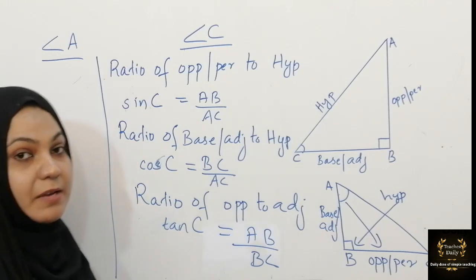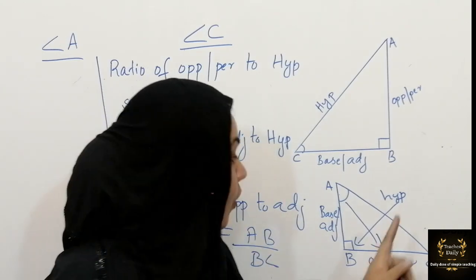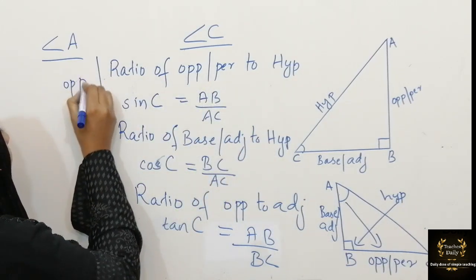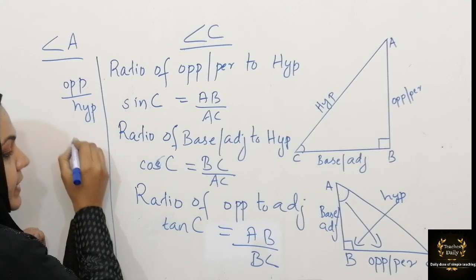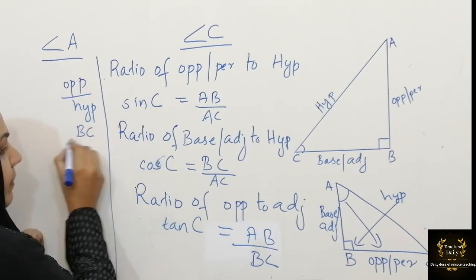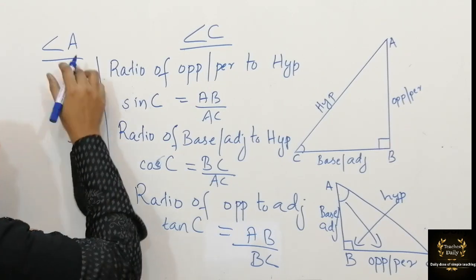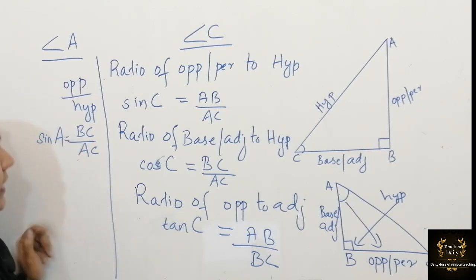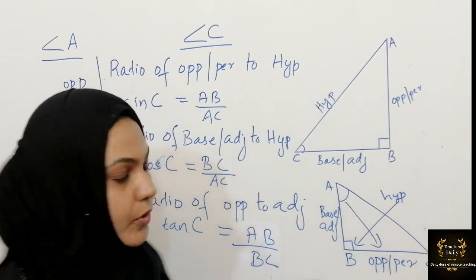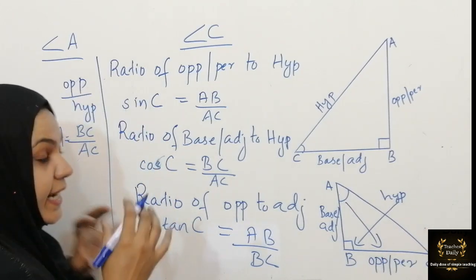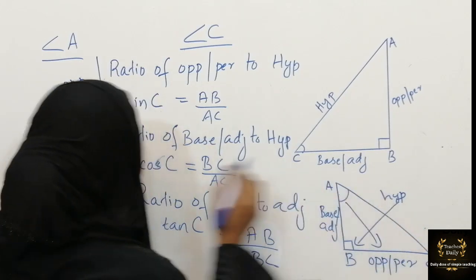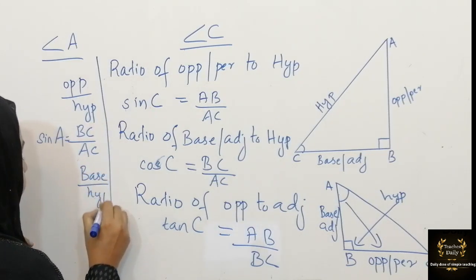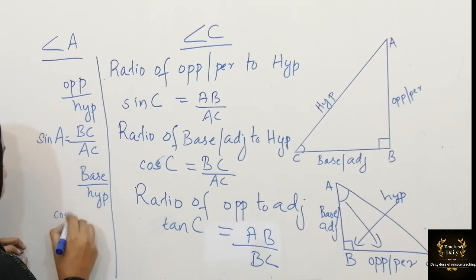What is sin? Sin means it is the ratio of opposite to hypotenuse. So what is opposite here? Opposite to hypotenuse. So opposite is BC by AC. So sin, what is our reference angle? A. So sin A is equal to opposite to hypotenuse. So next we can write ratio of base to hypotenuse. So base to hypotenuse. So that is called cos A.